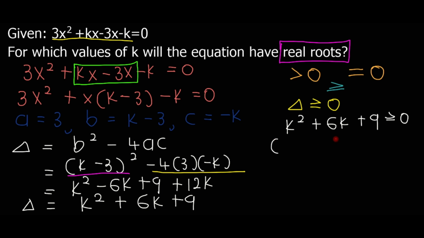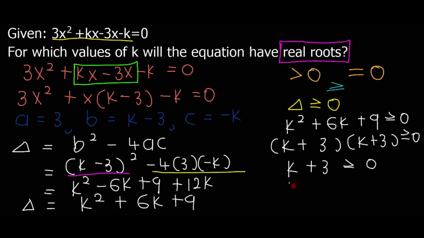So from there I factorize because we have a quadratic. K and then K. So this is plus, and then 3, and then 3. Because 3 times 3 gives 9, and then the adder gives 6. So from there the answer is K plus 3 is greater or equal to 0. Therefore K must be greater or equal to negative 3.